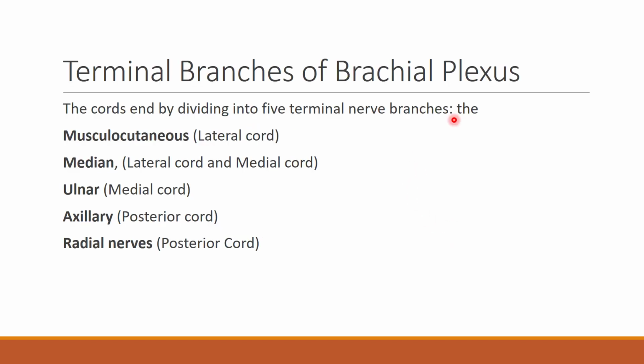What are the terminal branches of the brachial plexus? The cords end by dividing into 5 terminal nerve branches. Number 1 is the musculocutaneous nerve. This is the lateral cord. It ends by forming the musculocutaneous nerve.